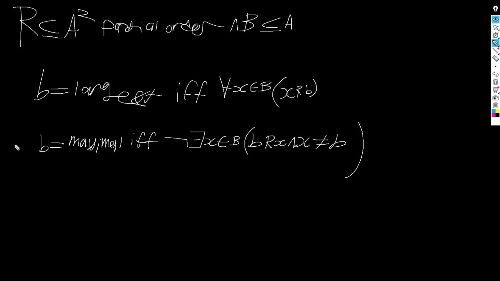At this point, you've probably guessed how to define largest and maximal elements of sets, and you would probably be right because it's pretty easy. If you let A be any set, R be a relation on that set that is a partial order, and let B be a subset of A, then b is the largest element of B if and only if for all x in B, x is R related to b, and b is a maximal element of B if and only if there is no element of B that b is R related to that is not equal to b.